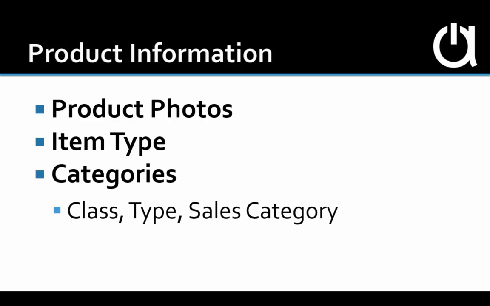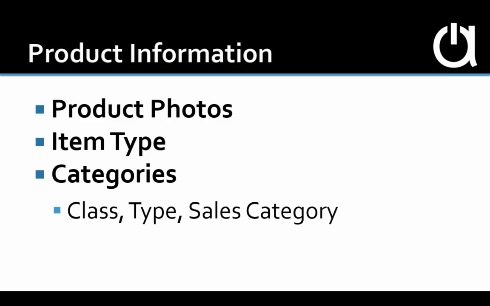The different categories are product type, product class, and sales category. Product type and class are available on the lookup windows as filters and are required fields. Normally, product class is related to income and cost of goods sold accounts, and it gives you the ability to break out your chart of accounts based on certain product groupings.